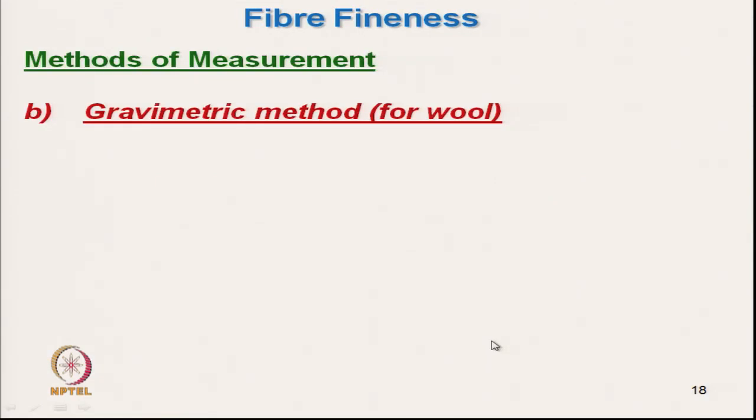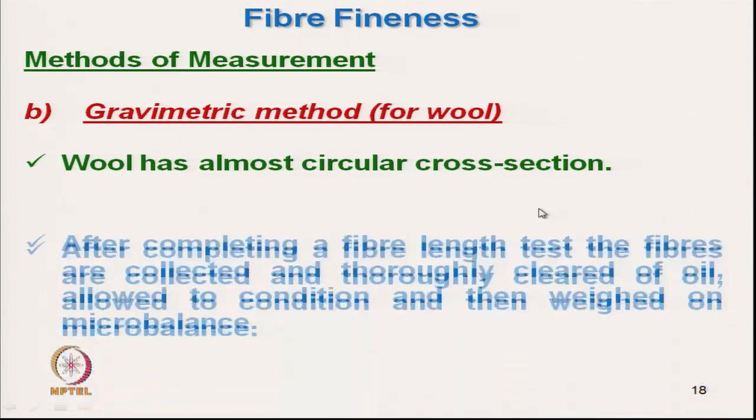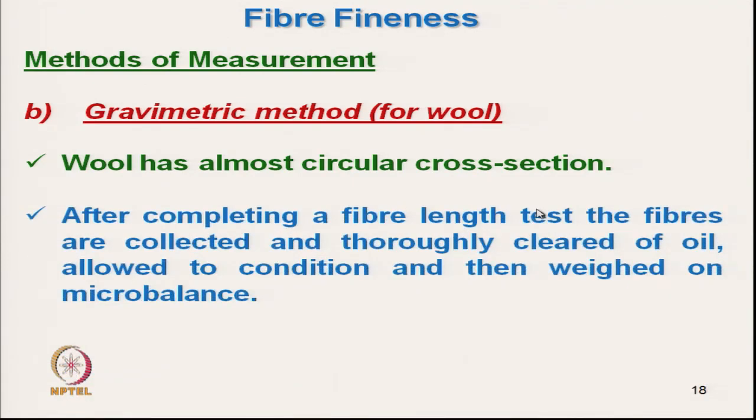Next is the same gravimetric method for wool fiber. This is a little bit different, where wool is almost circular in cross section. So, we know the wool fiber is circular in cross section, and we can measure either the mass per unit length or the diameter.